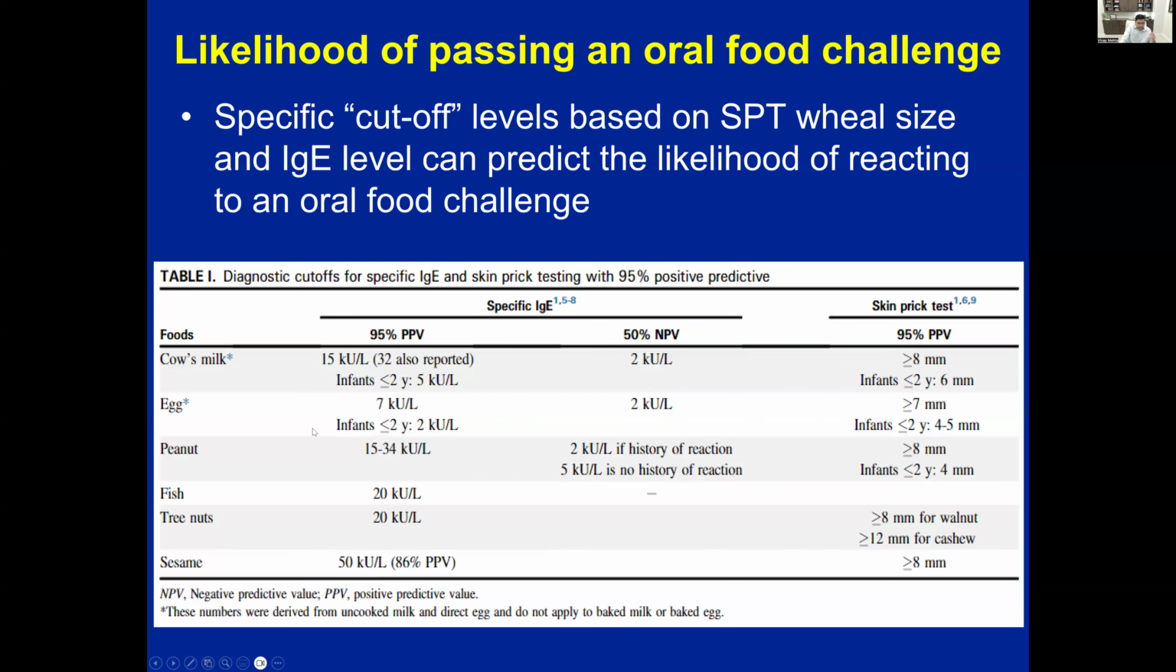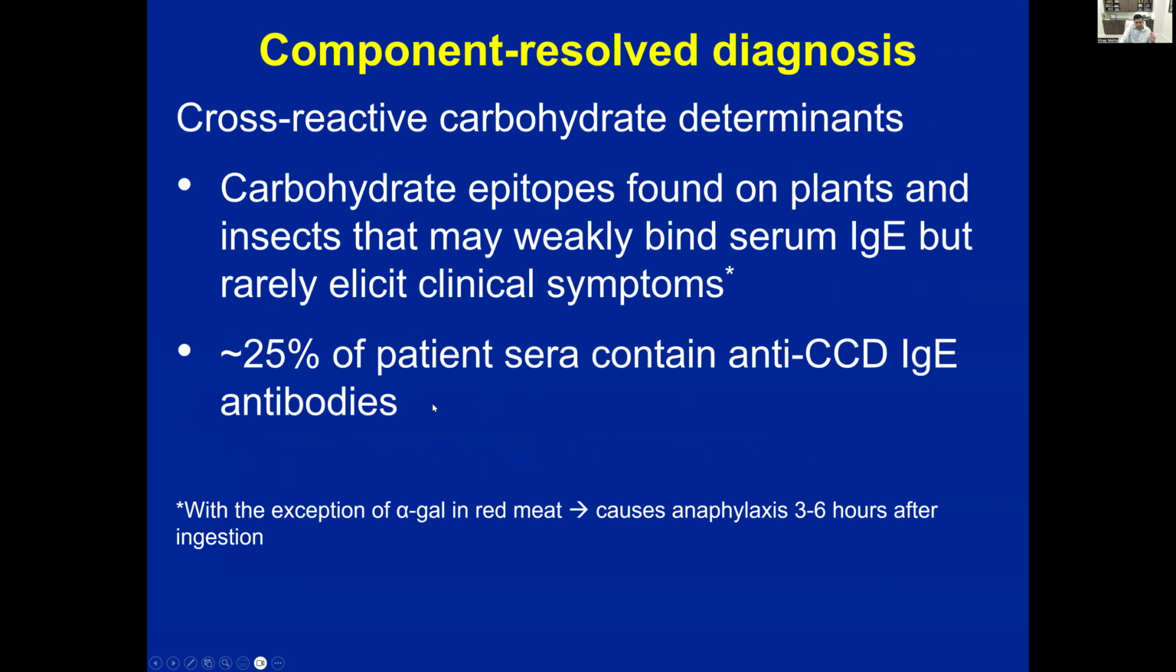Yes, it's positive. But now my question is, okay, I understand it's positive. For example, let's say milk is positive, but how will this tell me if the child can tolerate egg and baked goods? What I want to know is, yes, it's positive, but can I do a challenge to heated milk? This is where component testing can play a role. It's like a second level. Let me try to explain one by one.